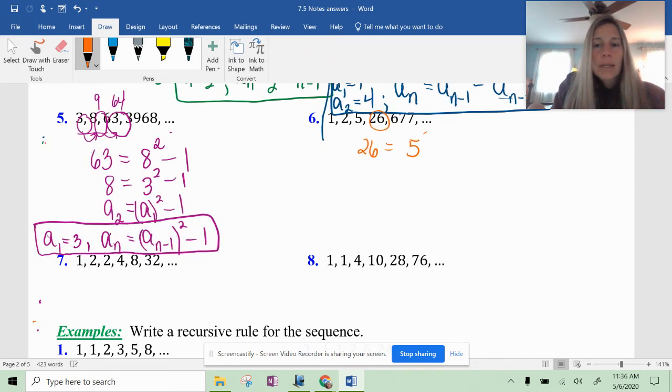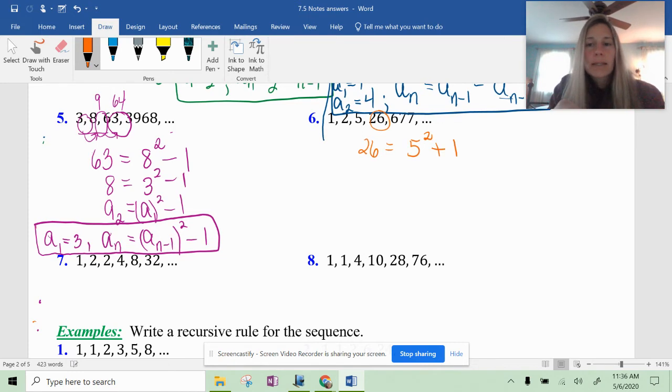So I know that I can square it and then add 1. So it's almost the same idea as what we did in the last problem, but it's just adding instead of subtracting. And I could have done the same thing for the 5. To get the 5, I could have taken that preceding number, which was 2, and squared it and added 1. So once you figure out what the pattern is with the actual numbers, rewrite it in terms of the terms.